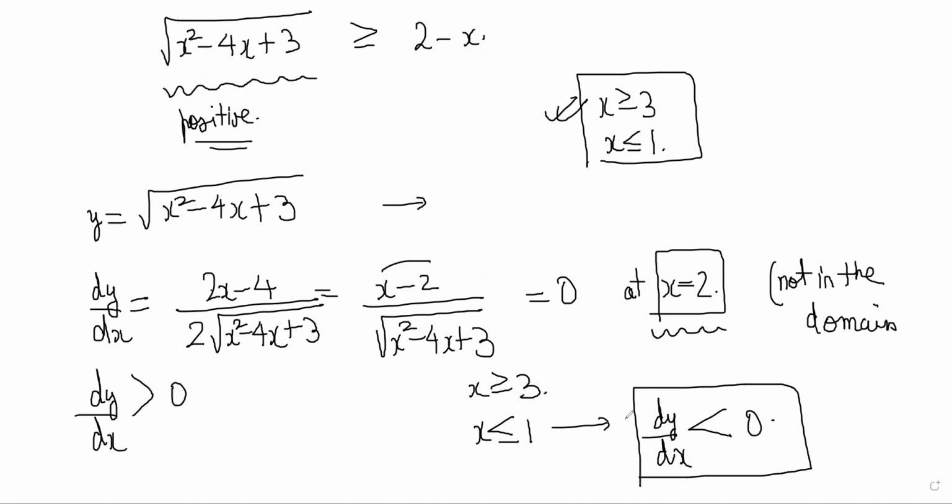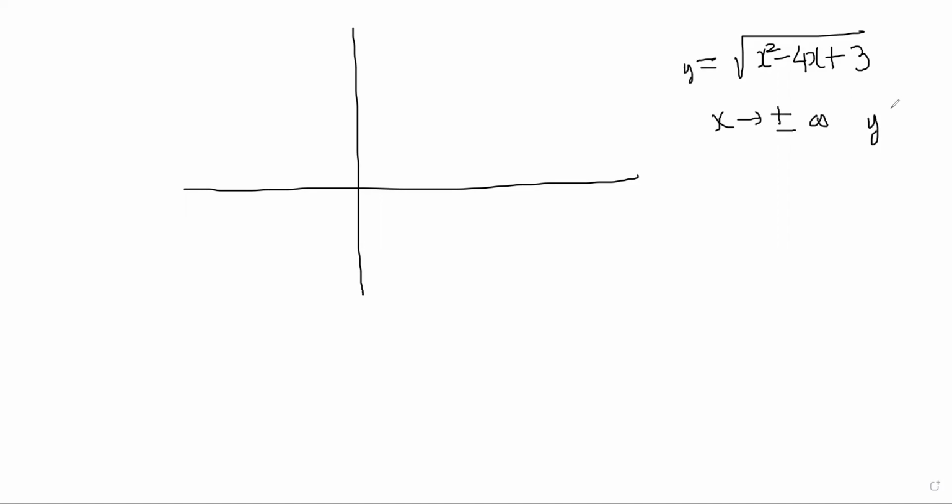So the function is a decreasing function. If you try to draw the rough graph of this function, I will draw a very rough graph of root over x square minus 4x plus 3, right? At x tending to plus or minus infinity, y is tending to infinity, so the function is becoming very large at those points.